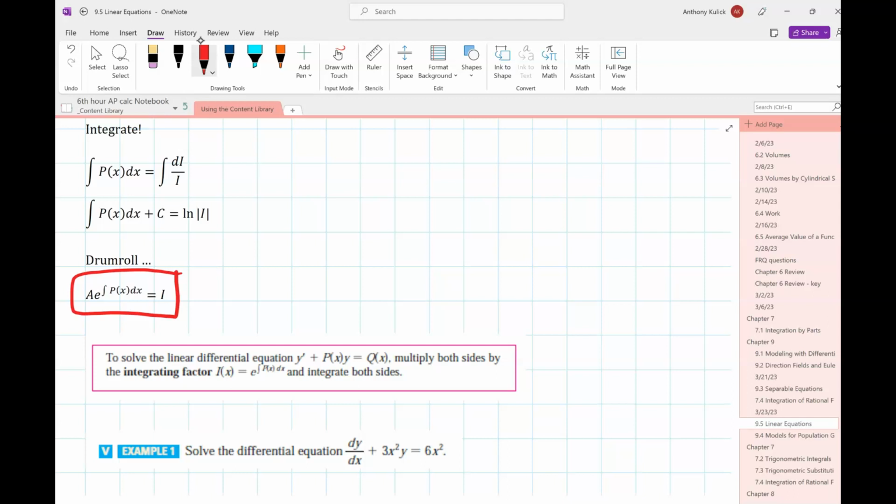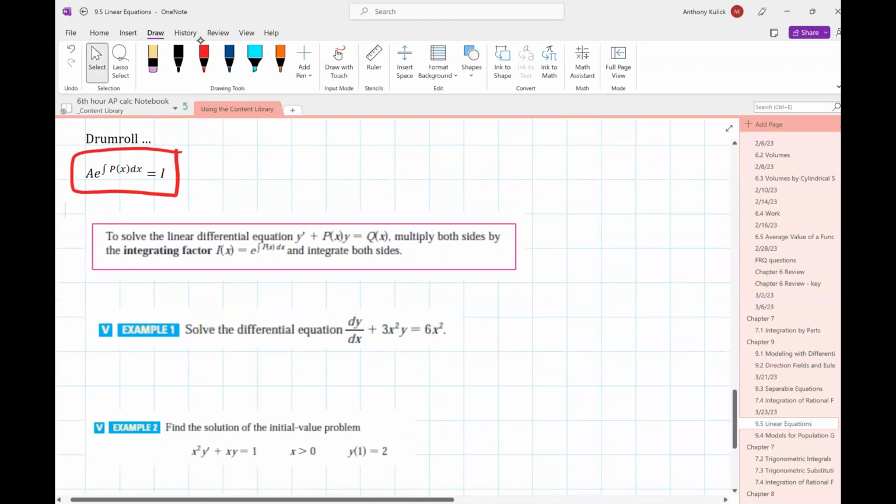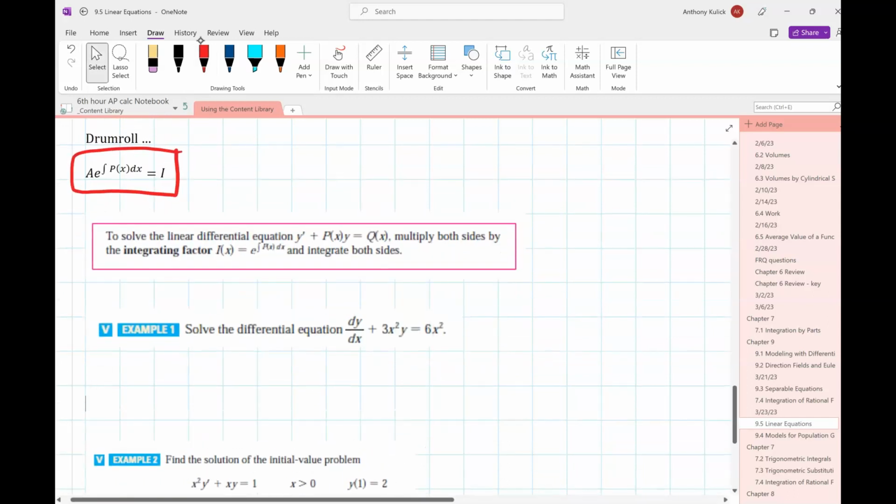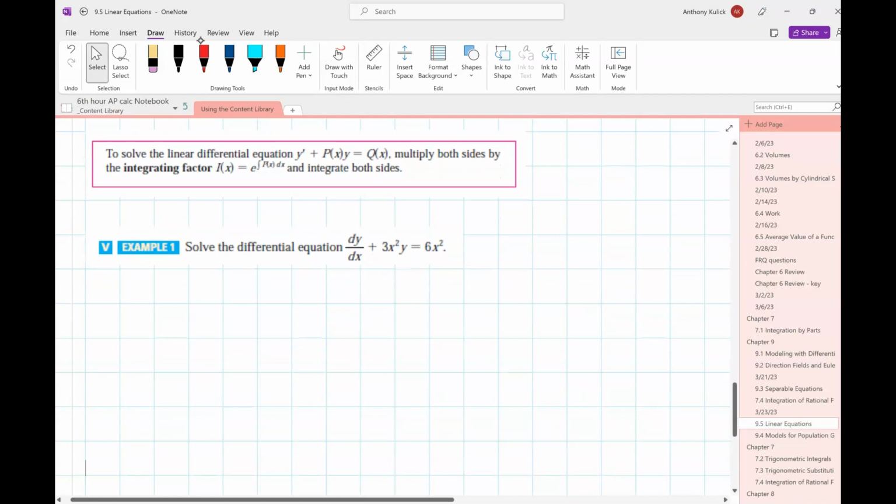Okay, example time. Because this looked a little brutal for a minute. We're going to show you that in practice it's really nice. This works quite easily. So, solve the differential equation here.